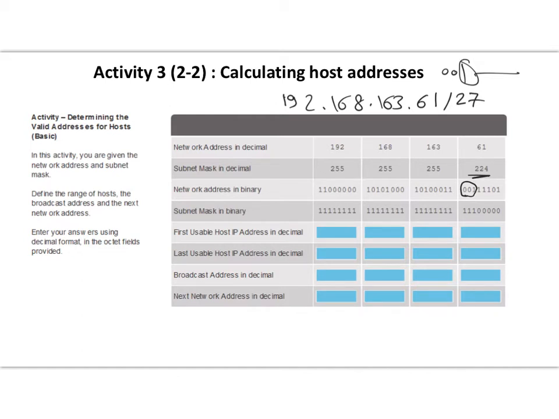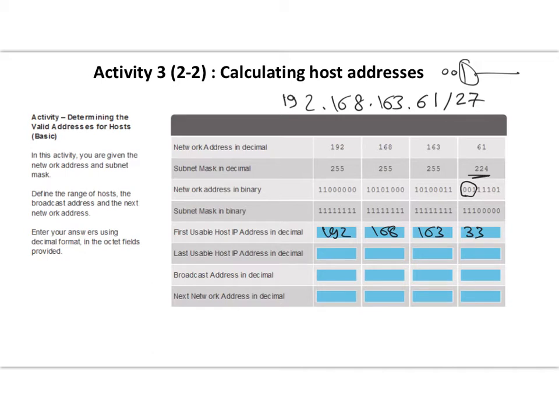32. Okay? So the subnetwork address is 32. So the first usable address is 33. So this is 33. And of course, this is 192.168.163.33. So this is the first usable address.